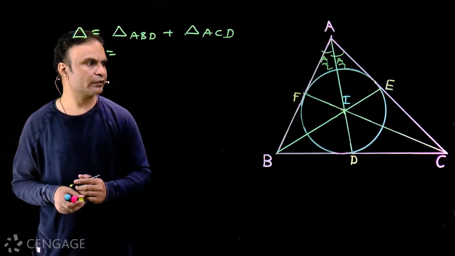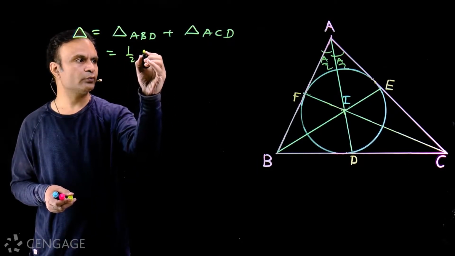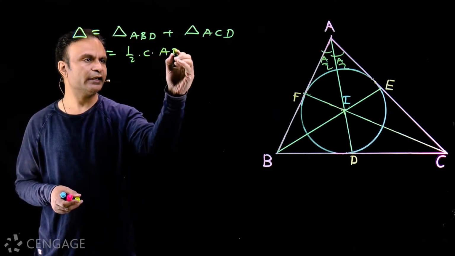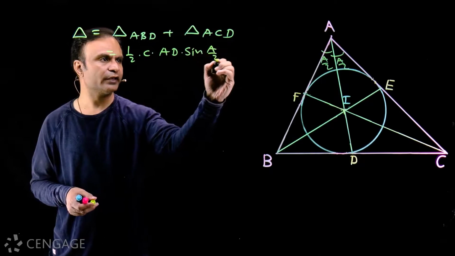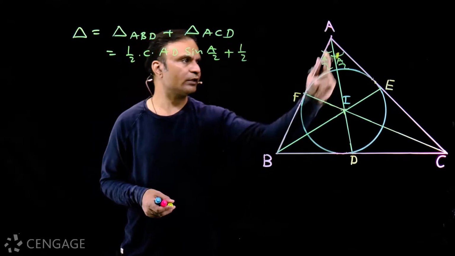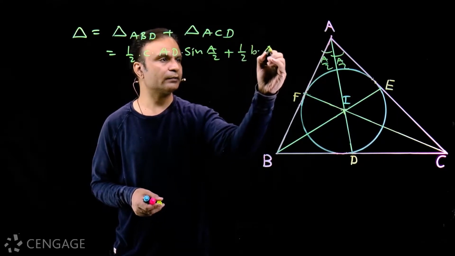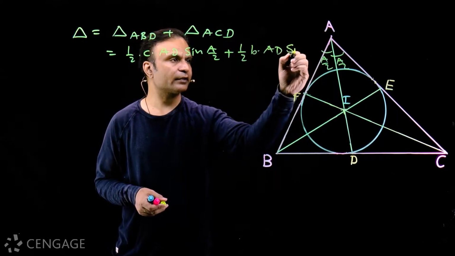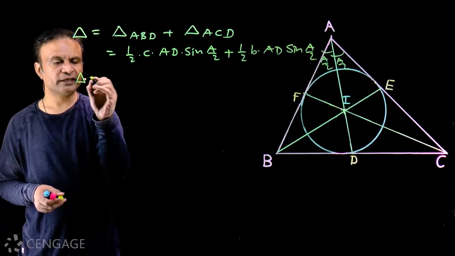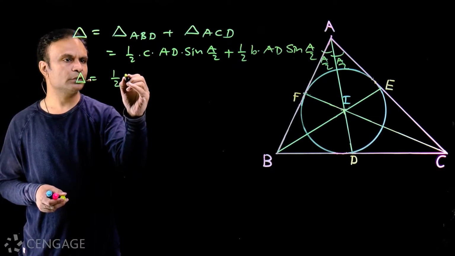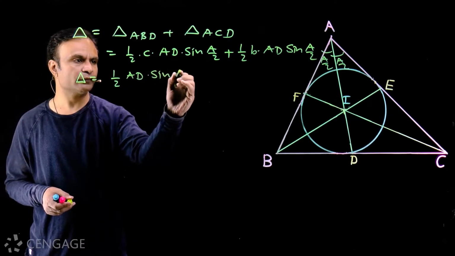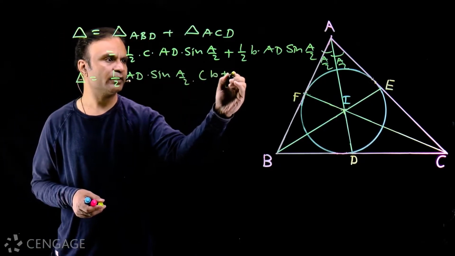Area of triangle ABD is 1 upon 2 multiplied by AB, means small c, multiplied by AD multiplied by sine of A by 2, plus area of triangle ACD is 1 upon 2 multiplied by small b multiplied by AD multiplied by sine of this angle, which is A by 2. So we have delta is equal to 1 upon 2 AD sine of A by 2 multiplied by (b plus c).